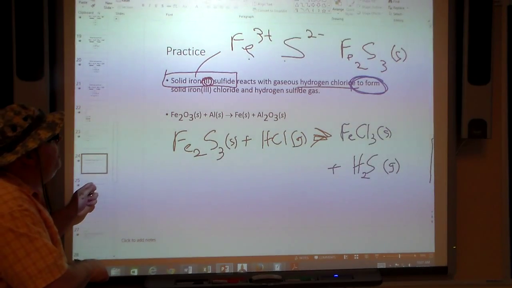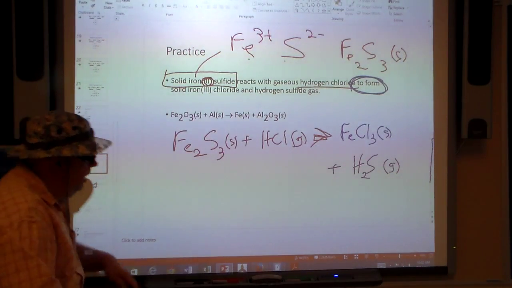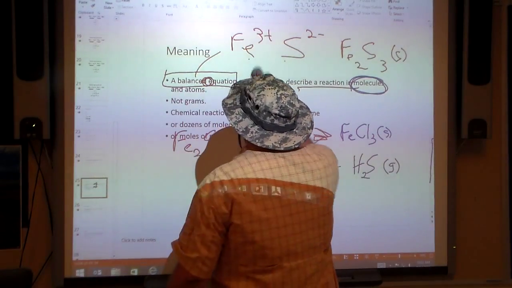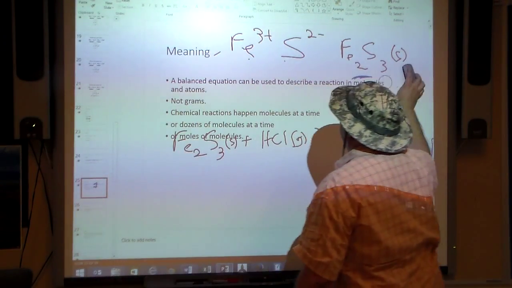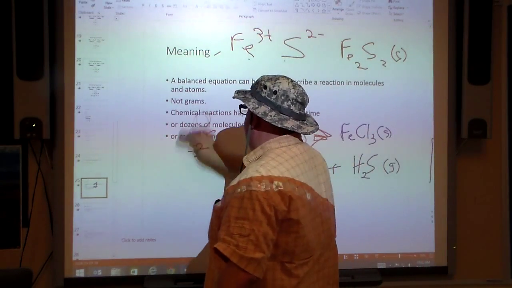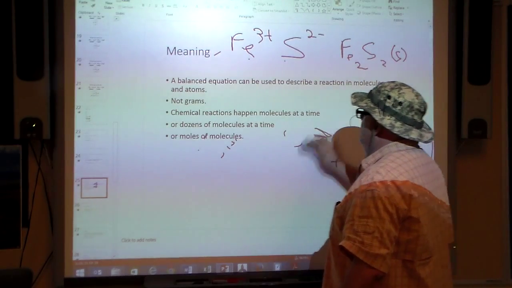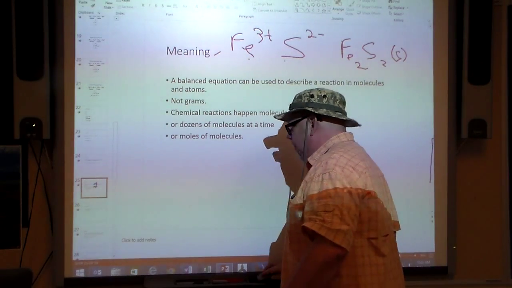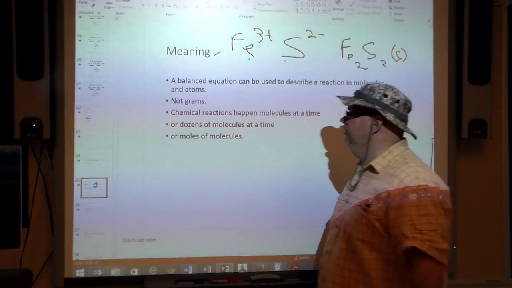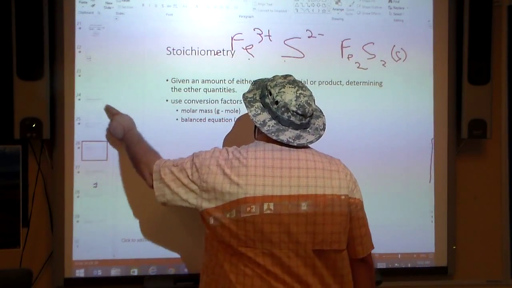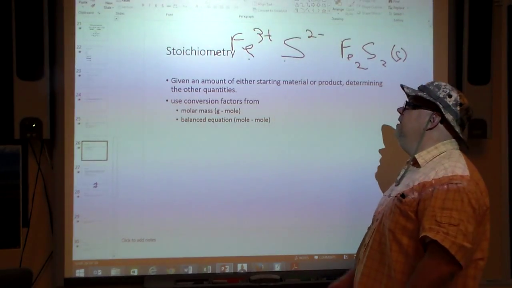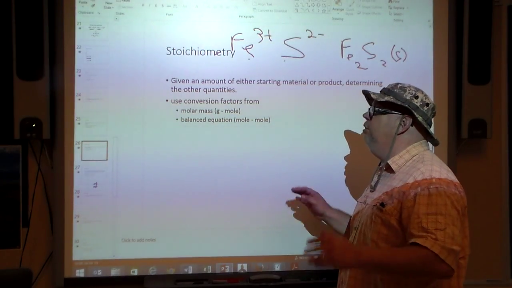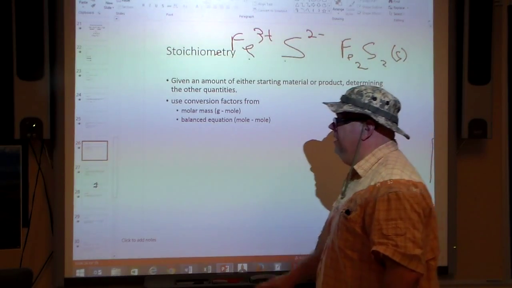Okay, let me check my other thing here. Okay. So, let's go through. Let's deal with meaning. A balanced reaction can be used to describe a reaction in molecules and atoms. It's not telling us about the grams, okay? Because chemical reactions naturally happen molecules at a time, or dozens of molecules at a time, or moles of molecules at a time. And that's where the stoichiometry comes in. Given an amount of either starting material or product, it tells us what the other quantities are, and we can use the conversion factors from molar mass, like grams to moles, and moles to moles, those kinds of things.